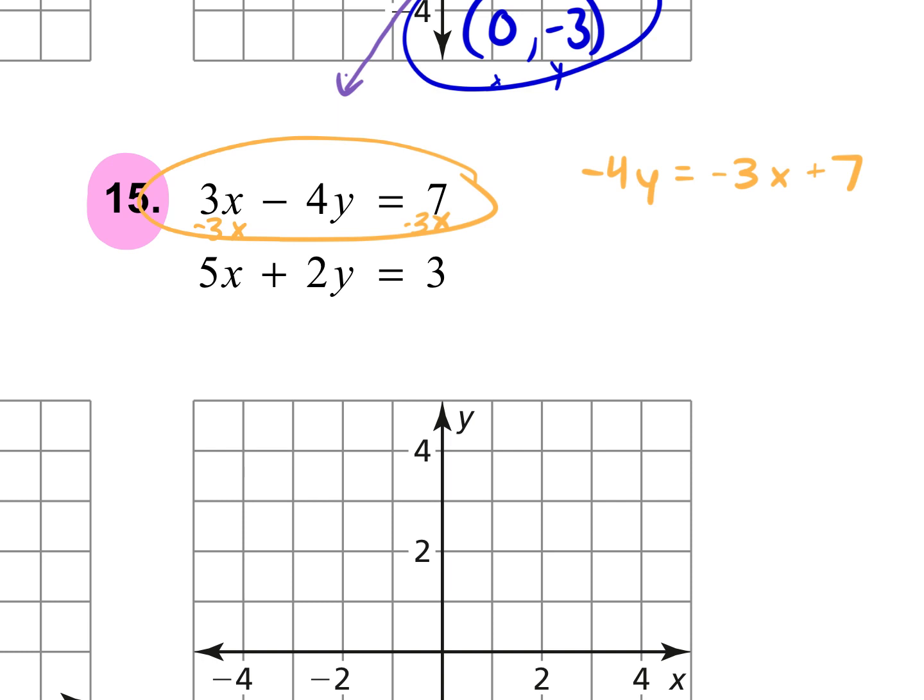What can I do next? Divide both sides by -4. Before I find the slope and the y-intercept, I have to get that y equals all by itself. So I have to divide everything by -4. So now I have y equals, what's a negative divided by a negative? Positive 3 over 4x. And then this would be minus 7 over 4.